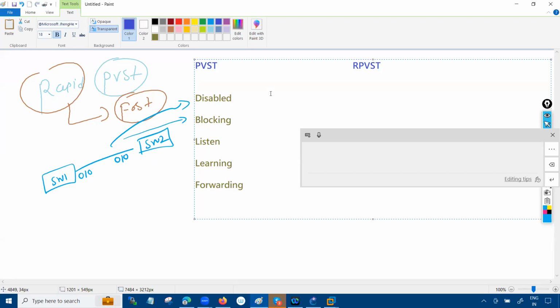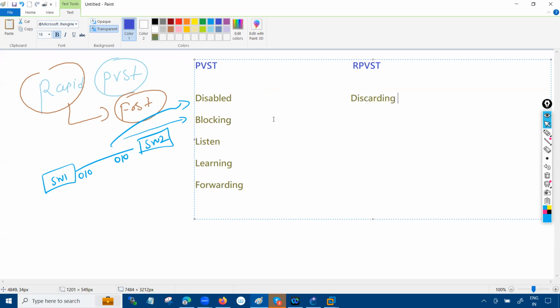In the disabled state, am I learning the MAC? No. Am I sending data traffic? No. I'm doing nothing. So in RPVST, we call it the discarding state. Again, in blocking, are we doing any kind of MAC learning or sending data traffic? No. Again, we can convert it to the discarding state.